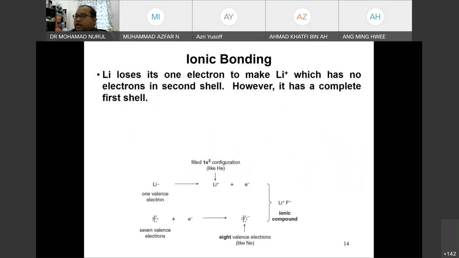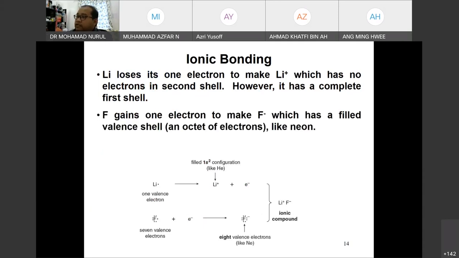So for ionic bonding, for example, lithium loses one electron to make lithium plus, like this, with no electron in the second shell, of course. However, it completes the first shell by taking from fluorine, because fluorine has extra electrons. For example, lithium plus like this, the fluorine like this, you remember that? Lithium, one fluorine, and after that you have to cross, it becomes lithium fluoride. Remember how to do it, okay?